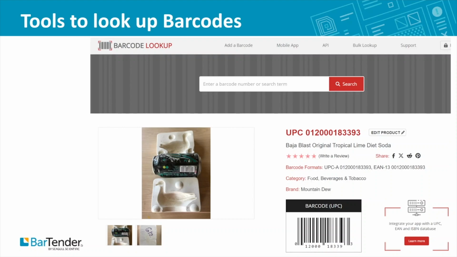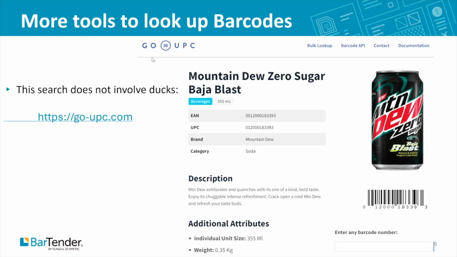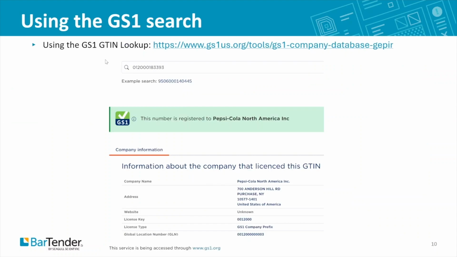www.barcodelookup.com, gives us this, which for some reason also includes a ceramic duck mold along with the can of Baja Blast Mountain Dew. By the way, this is not sponsored. Alternatively, you can use go-upc.com, which limits the image and information to just the stuff pertinent to Mountain Dew Baja Blast and does not involve any kind of duck. Finally, the official GS1 lookup code is here, and I'm not going to read off this long string. You can take a screenshot and go to it yourself.